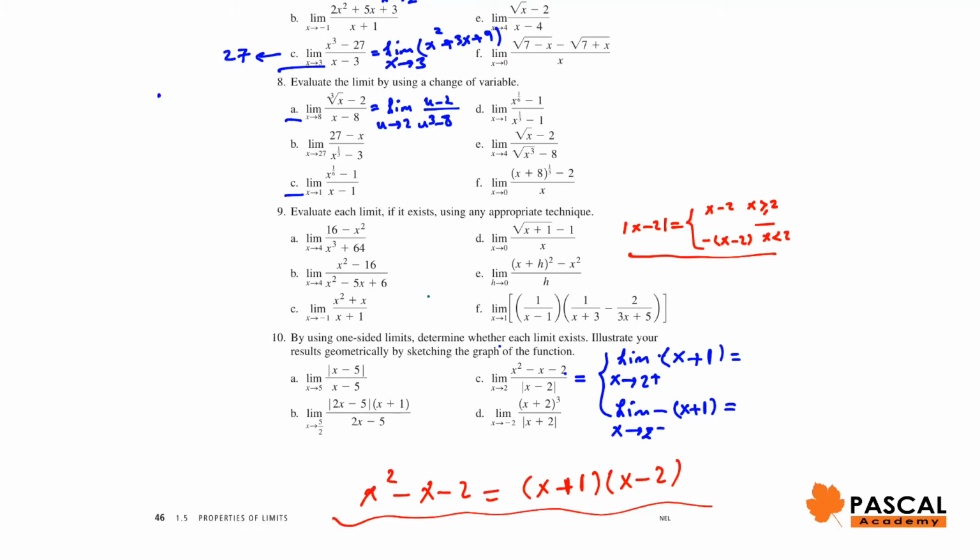Therefore, to see if the limit of (x^2 minus x minus 2) over the absolute value of (x minus 2) as x approaches 2 exists or not, we find the right side and left side limits. We factor the numerator, and for the right side limit, since x minus 2 is greater than 0, the absolute value of x minus 2 is x minus 2, and the fraction will be reduced to x plus 1. That means the given limit as x approaches 2 from the right side is the same as limit of x plus 1 as x approaches 2 from the right side, which is 3.